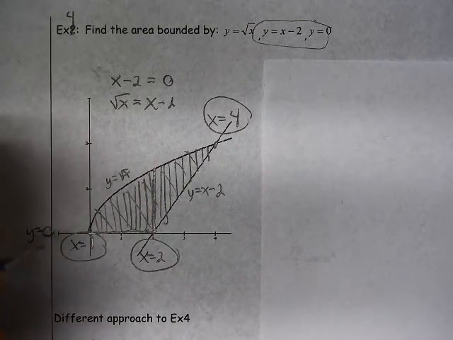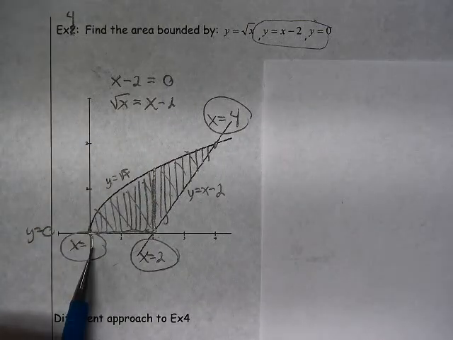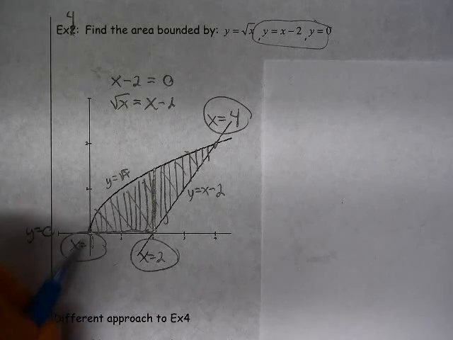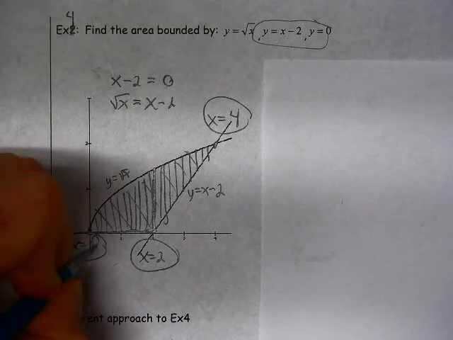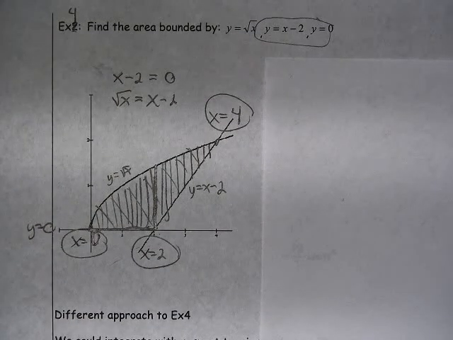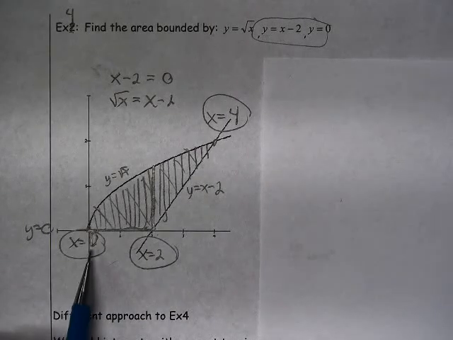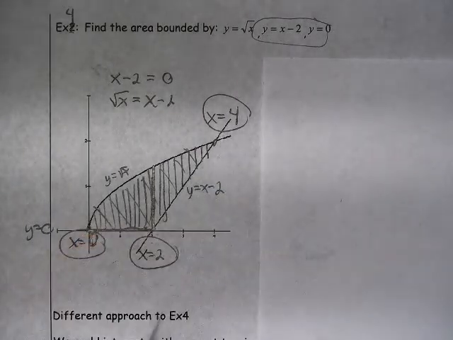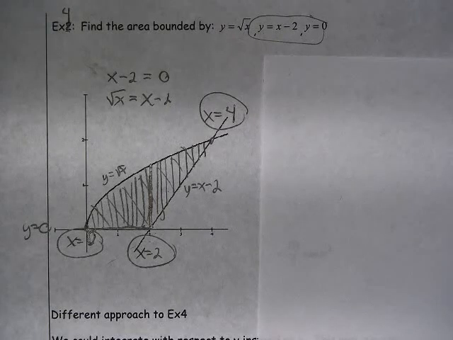So I clearly misspoke here. I don't know what I said, but I wrote down the wrong thing. This is clearly not at x equals 1. That's clearly at x equals 0. And I either misspoke and miswrote that, or just miswrote it. I'm not sure. But we have x equals 0, x equals 2, and x equals 4 as our x values.